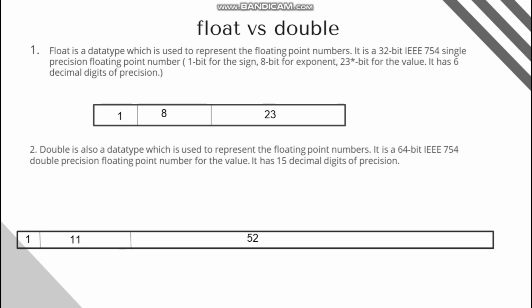numbers. It is a 64-bit IEEE 754 double precision floating point number for the value, and it has 15 decimal digits of precision. So out of 64 bits, 1 bit is representing the sign of the number, and 11 bits for the exponent part, and 52 bits for the mantissa part. Thus the float has precision of 6 decimal digits, and the double has the precision of 15 decimal digits.